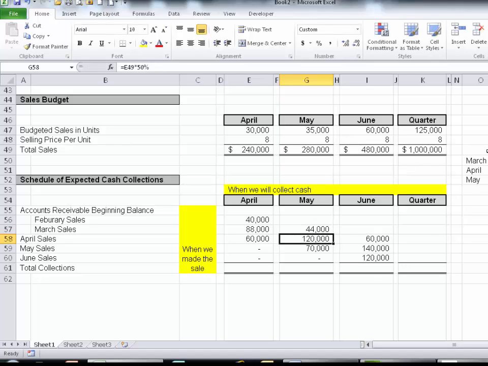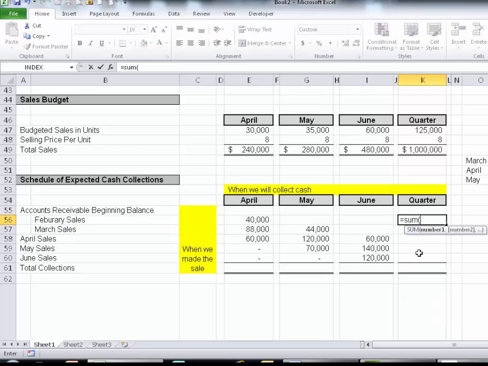Alright, now we have filled in all of the data that we need. The only thing we have left to do is to summarize. The great thing about the quarter column and the total collections rows is that they are simple sums. You're going to add across, you're going to add down. Now some people like to hit each individual cell when they summarize. I like to sum all 3 columns across because then that way I know I don't miss anything.